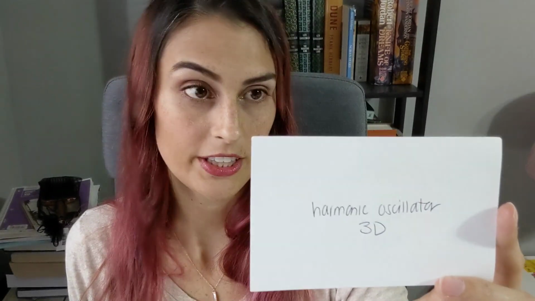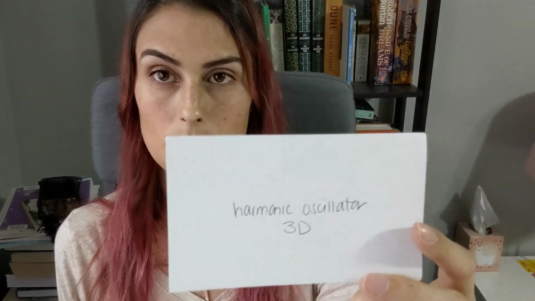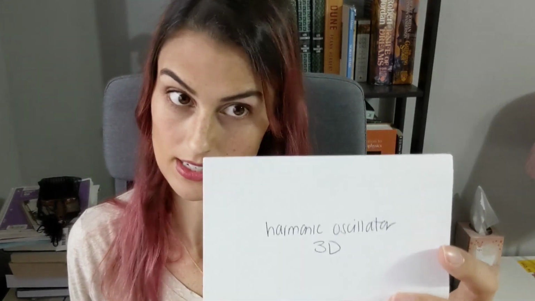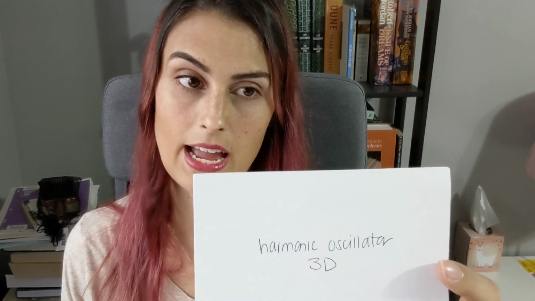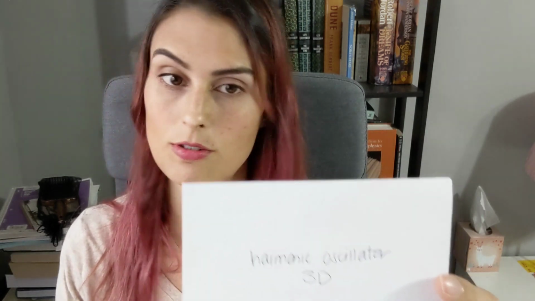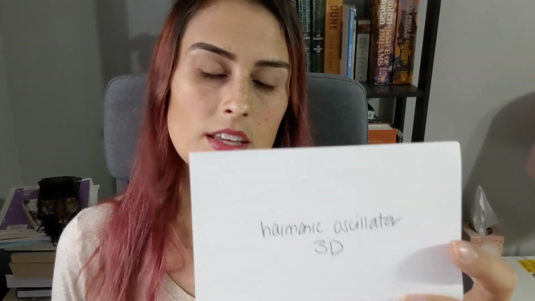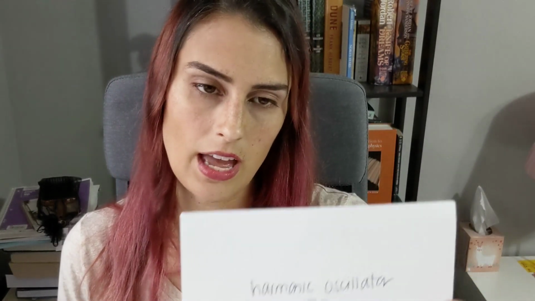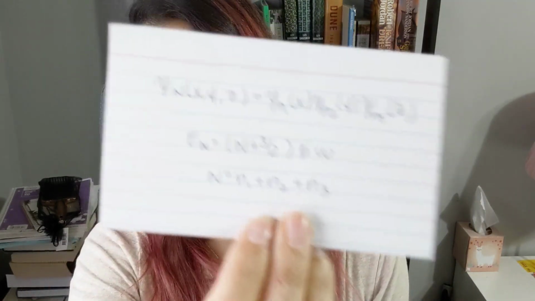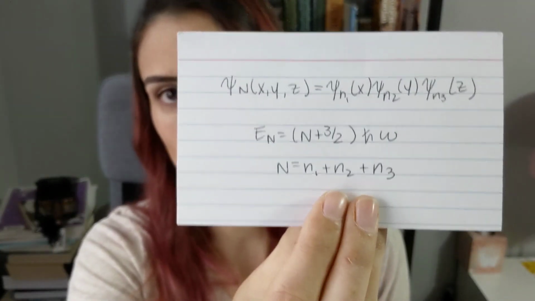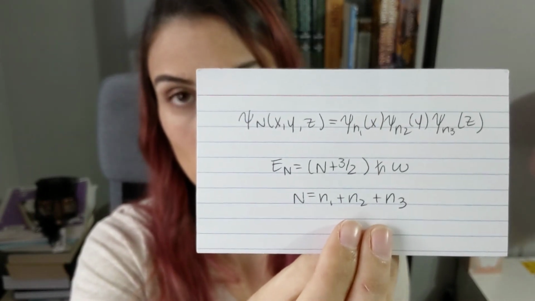The harmonic oscillator in 3 dimensions. So little psi sub n of x, y, and z is equal to little psi n1 of x times little psi n2 of y times little psi n3 of z. The energy at N is equal to N plus 3 halves times h bar omega, and the big N is equal to little n1 plus little n2 plus little n3.